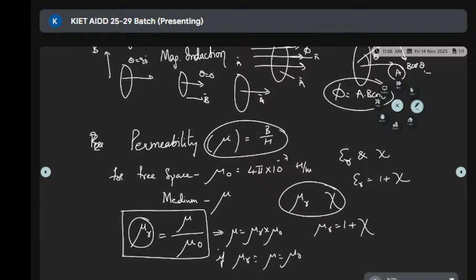Right. From this, B is equal to what I can write now? We studied that in a previous topic, so I am not going there. After this, magnetic susceptibility. Okay. Definitions following or not?